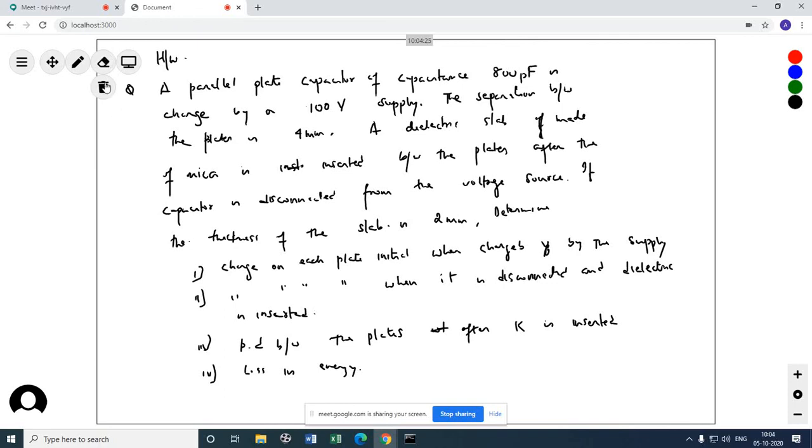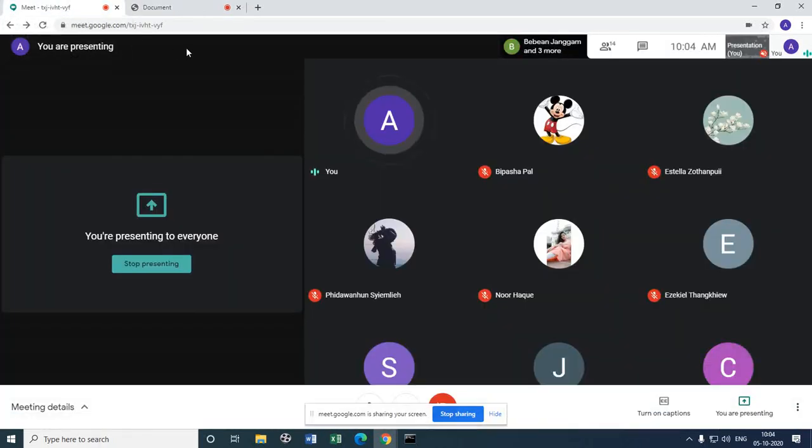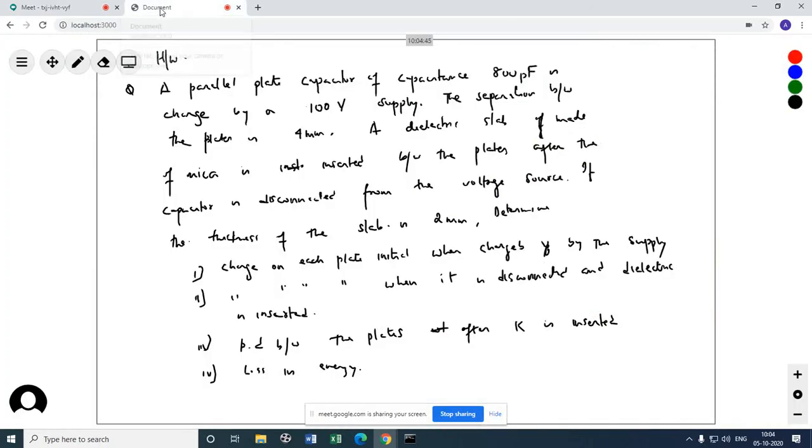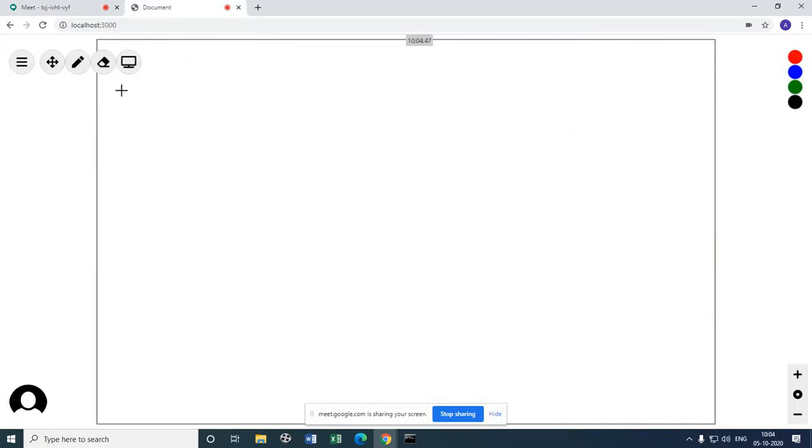One last question. May I clean it? May I clean? Any question, any doubt? Any doubt? No, I suppose. Okay, so last question. This is a CBSE question which keeps repeating.